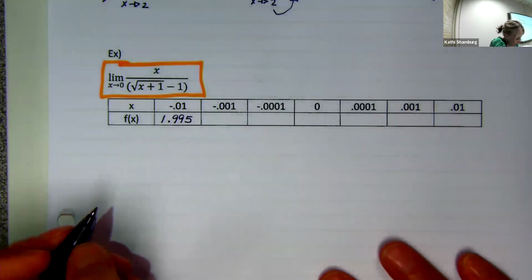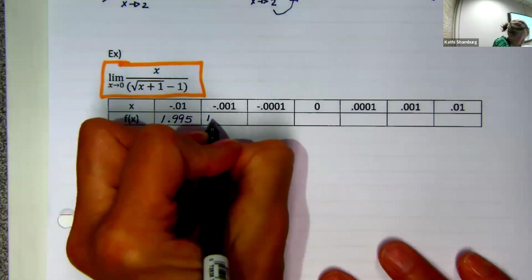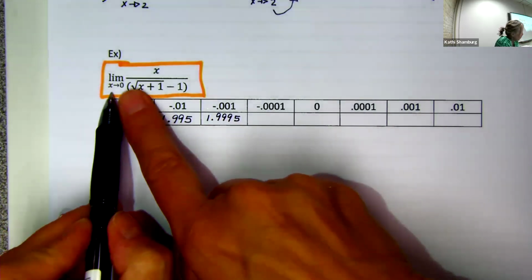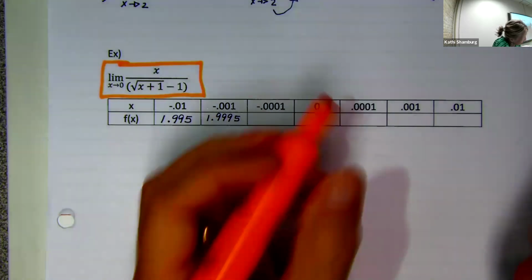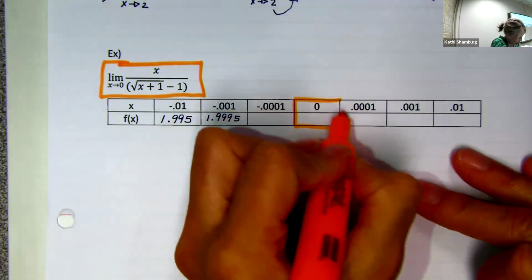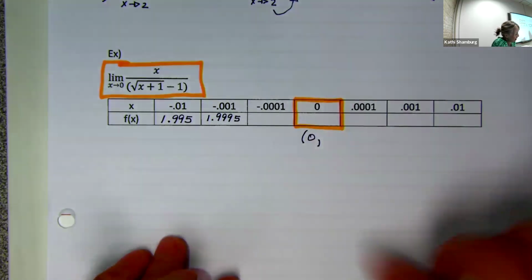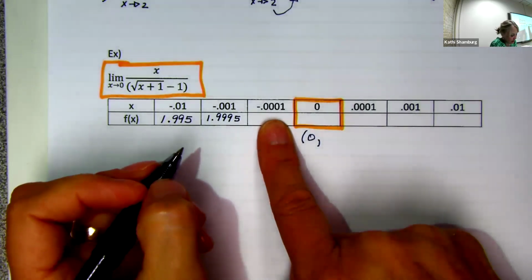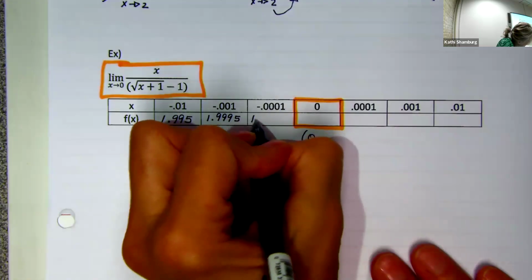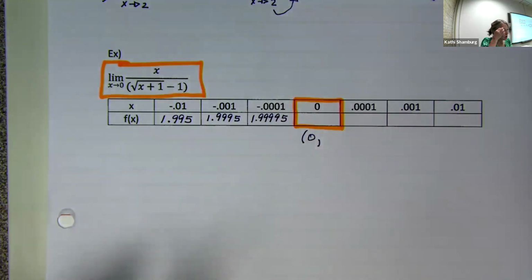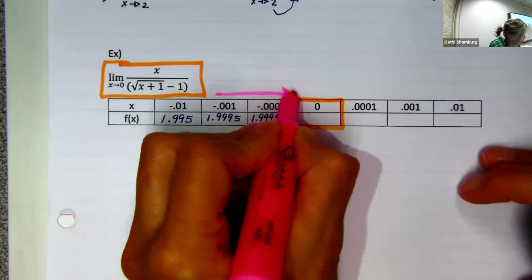Okay, all right. -0.001 is 1.9995. And notice here we're approaching 0. So this is what we're approaching, the x value of 0. And then for this value, it's the same number, but you're going to have 4 nines: 1.99995. If you start seeing that pattern, what would you say it's approaching? 2. So we have determined that as we approach from the left, it's approaching 2.